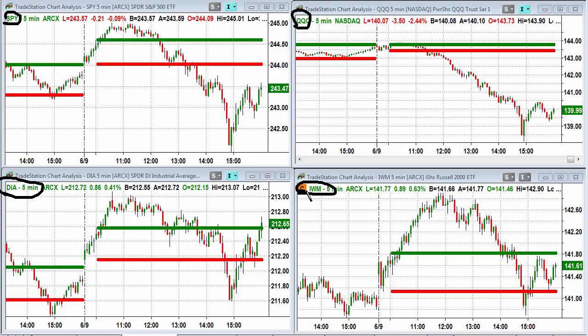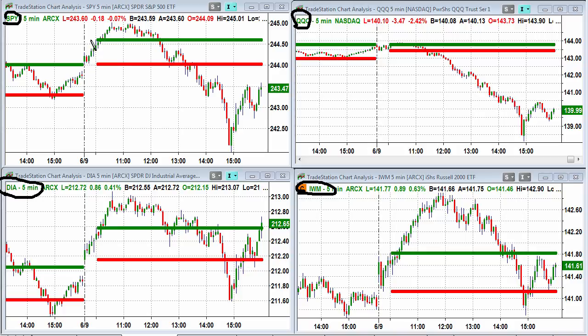Now, when I say doing the same thing, a powerful benchmark is to look at the first 30 minutes of the day, define that as your quote-unquote opening range, and then see how all these indexes are trading relative to that opening range. It's really a simple concept that is incredibly powerful, and today was a perfect example of it.